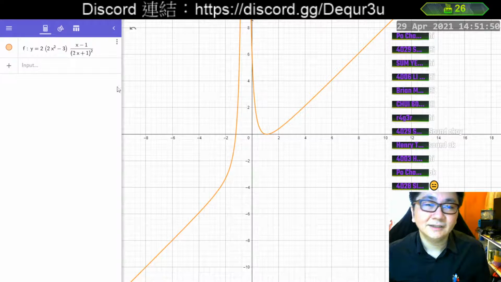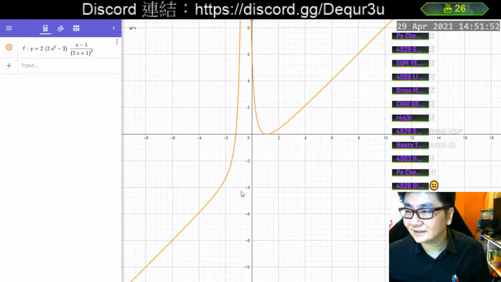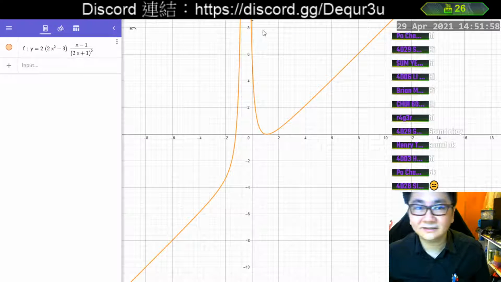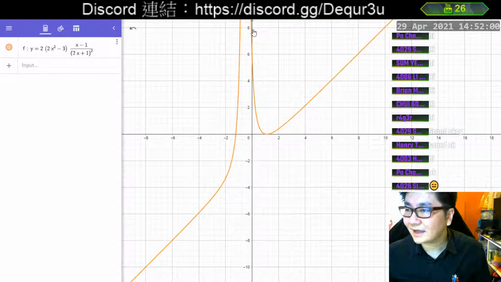Okay, and you can see the shape of the graph is like this. It's going from very down and then up to very high, and then after this it goes down from the very high position, and then there is a turning point here and it goes up again.